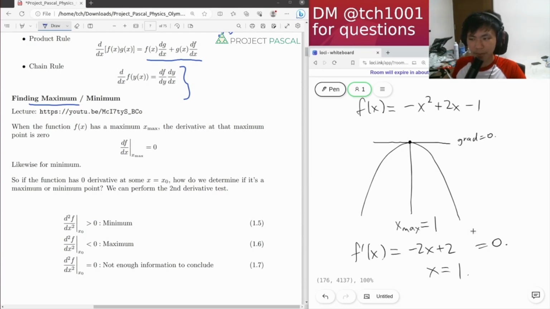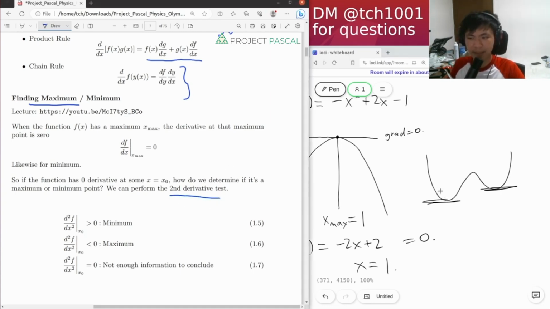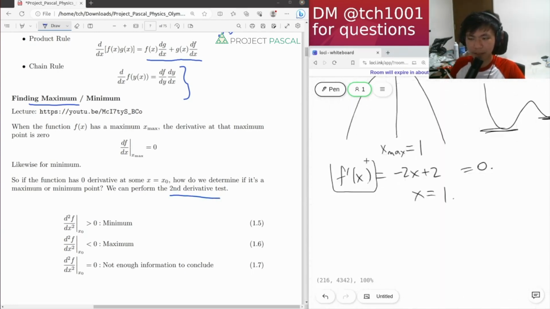I can also use a similar procedure to find the minimum of a function. For a minimum of a function, the derivative is also 0. But this raises the question: if the derivative is 0 both for minimum and maximum points of a function, how do I find out whether the point I've just calculated is a maximum point or a minimum point? For that, we can perform the second derivative test, which means that I take the derivative of this function again. So I differentiate the derivative and I get that f''(x) = -2.